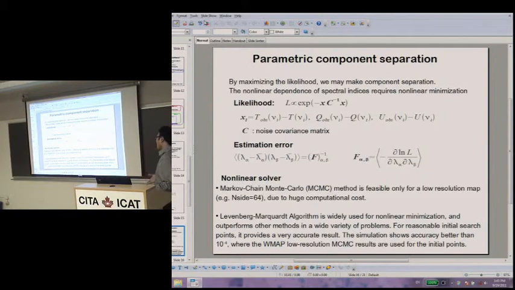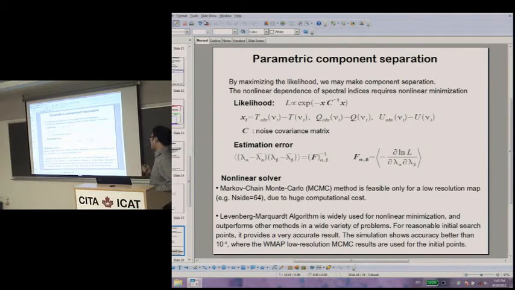For non-linear problems, there is the widely used Markov-Chain Monte Carlo method. But because of the huge computational cost, it can be done only at very low resolution. Given the expected angular size of the Kuiper belt object, we need a higher resolution, so this is not good. So we decided to take a hybrid approach. There is the Levenberg-Marquardt algorithm, widely used for nonlinear minimization, and it outperforms other methods for various problems. As long as the initial search point is reasonable, it provides a very good result.